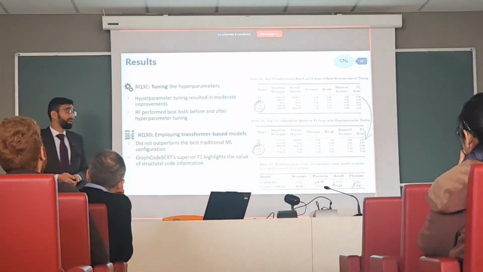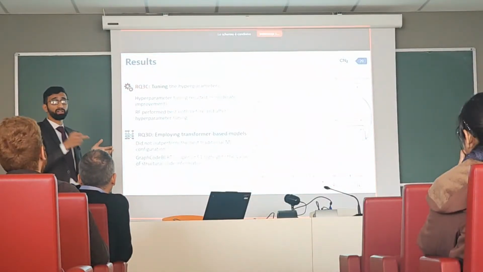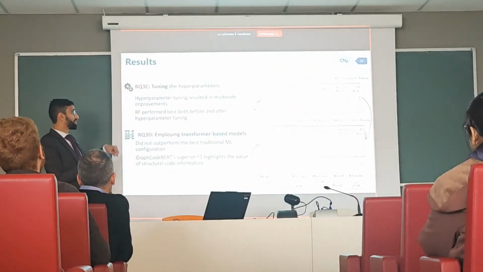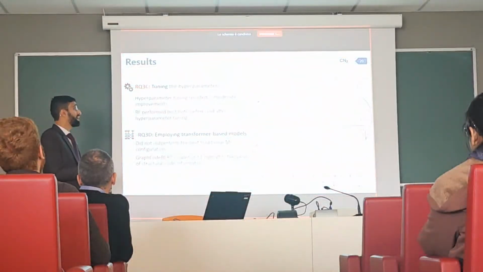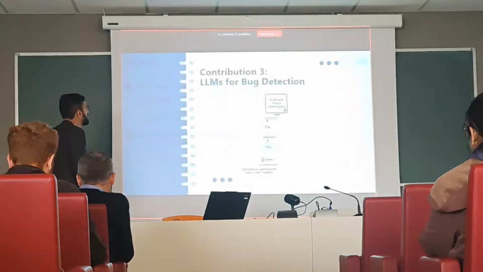And then we tried to employ the transformer-based models as well, using the same data set. We trained the models, fine-tuned them with our data, and we see that the best F1 score here is 0.34, which is even less than the best that we achieved with the traditional machine learning models.